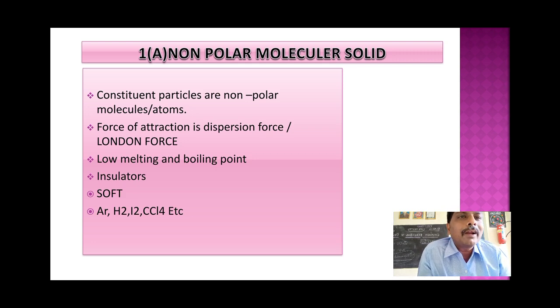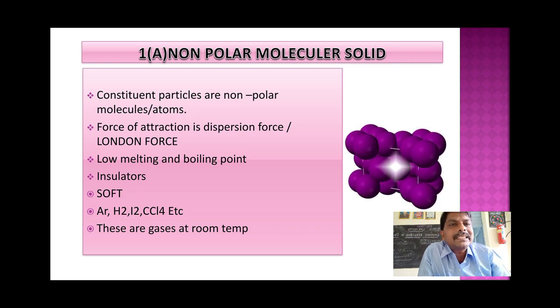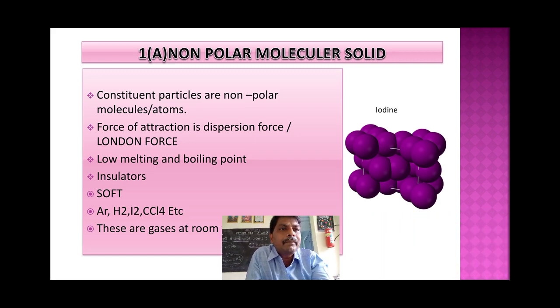What are the examples? Argon is a non-polar molecular solid. Hydrogen is a non-polar molecular solid. Iodine, carbon tetrachloride. This diagram is an example for iodine, an iodine molecular solid.